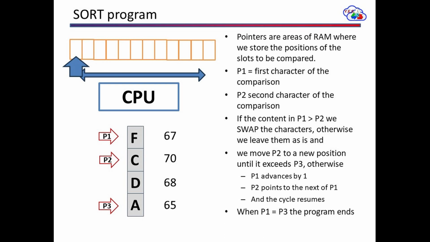Pointers are areas of RAM where we will store the positions of the slots to be compared. P1 equals the first character of the comparison, P2 the second character of the comparison. We're going to do a lot of comparing the character pointed to by P1 with the character pointed to by P2. If the character pointed to by P1 is greater than the character pointed to by P2, we reverse the position of the two characters, otherwise we leave them as is and move P2 to the next position until it exceeds the one pointed to by P3.